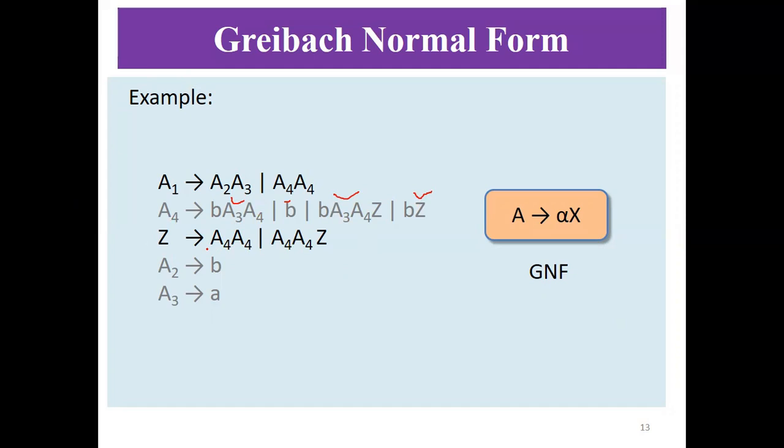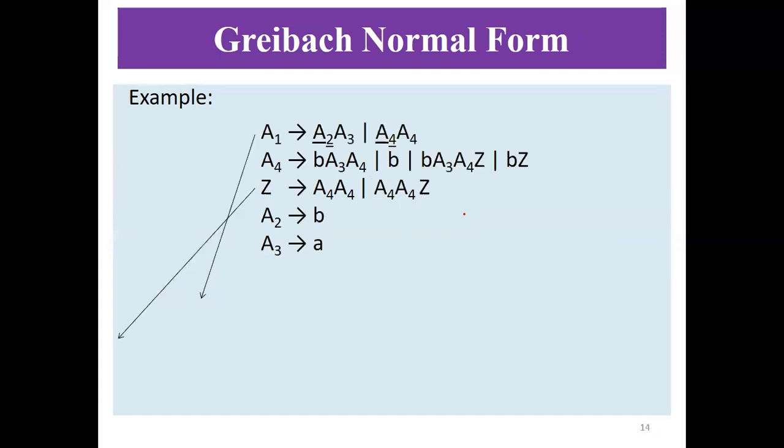So here I am going to substitute the values. Instead of A4, I can substitute all these things, right? And also here instead of A4, I can substitute all these things. So it becomes GNF, right? And also for A2, I can substitute B. For A4, I can substitute all those things, right? Yes or no, right? So now my grammar becomes C.